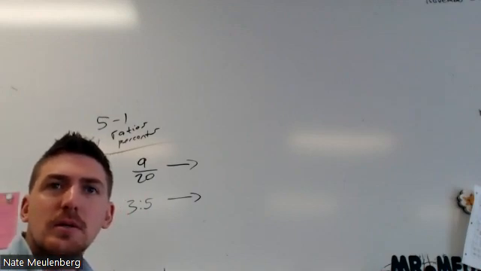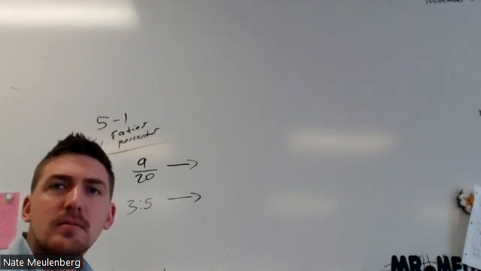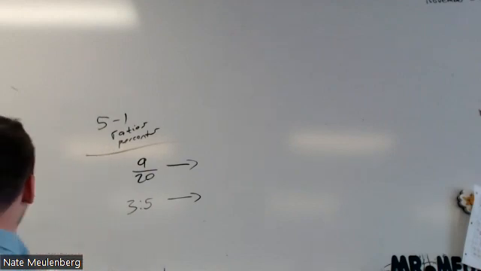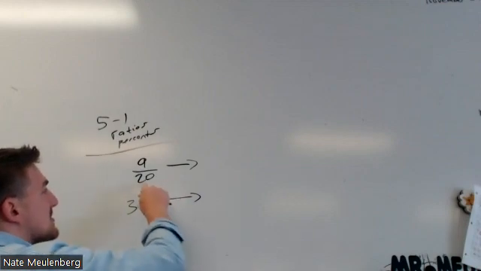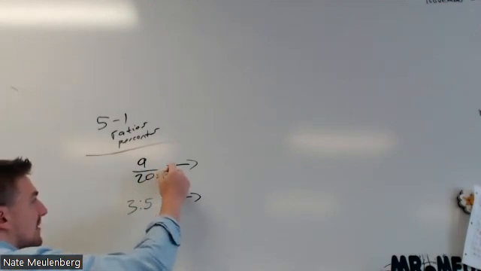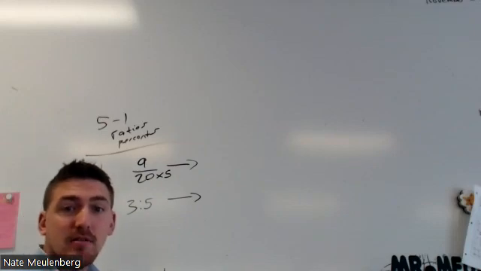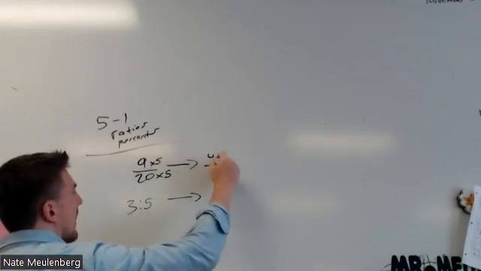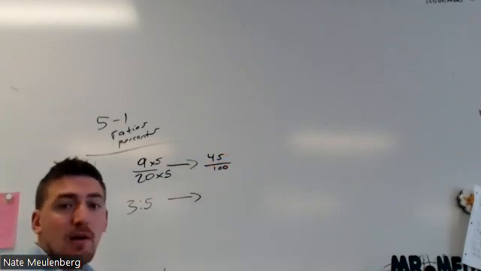9/20? So 20 times 5 is 100, so 9 times 5. That was 45. It's 45%. Good. So Ragan understood that 20 times 5 is 100, so she did 9 times 5. And then she got 45 over 100.